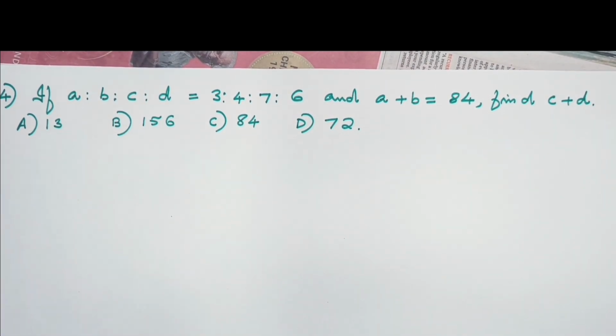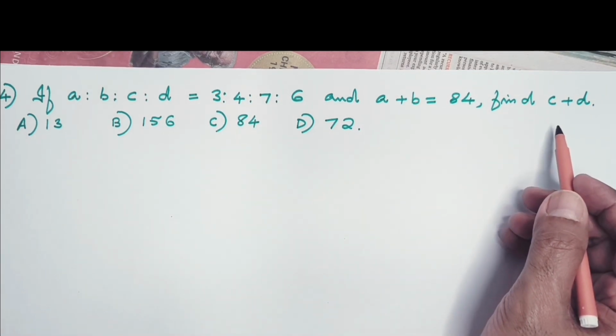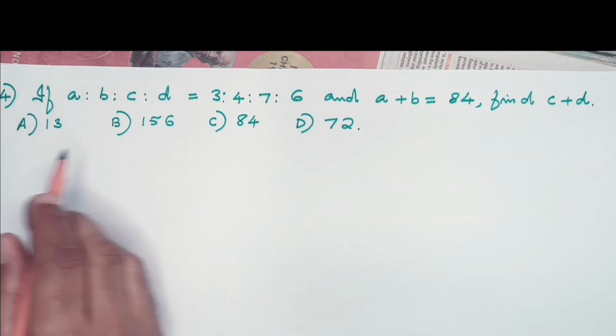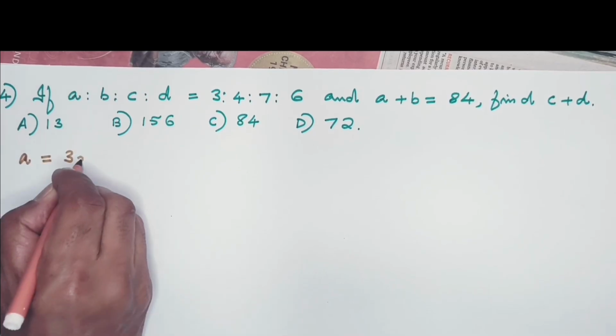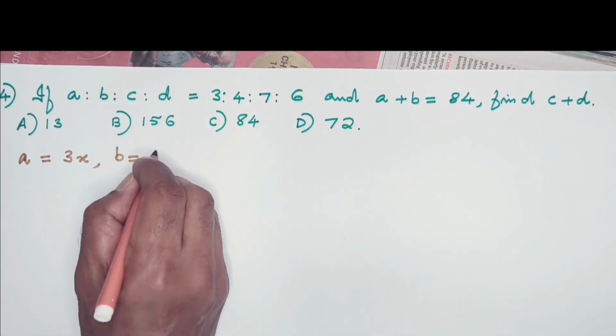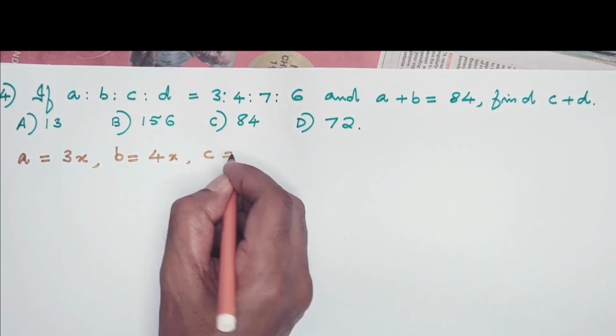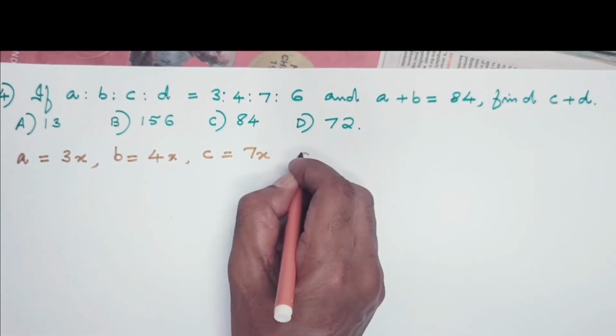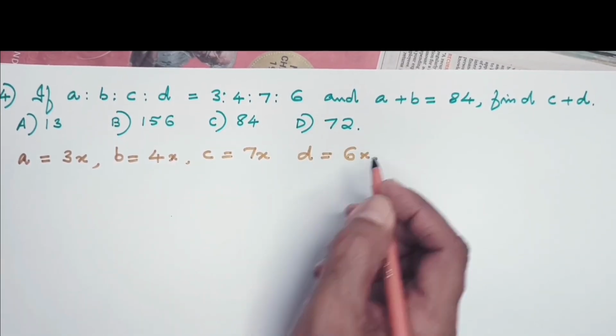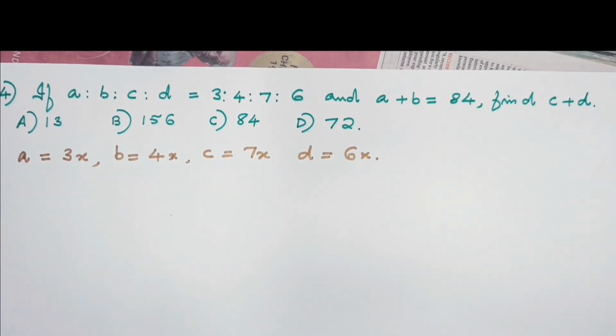The other method will not give you the correct answer because C plus D is not a ratio. That is the point I'm trying to make. In such cases, A equals 3x, B equals 4x, C equals 7x, D equals 6x. This is where you need to start off.